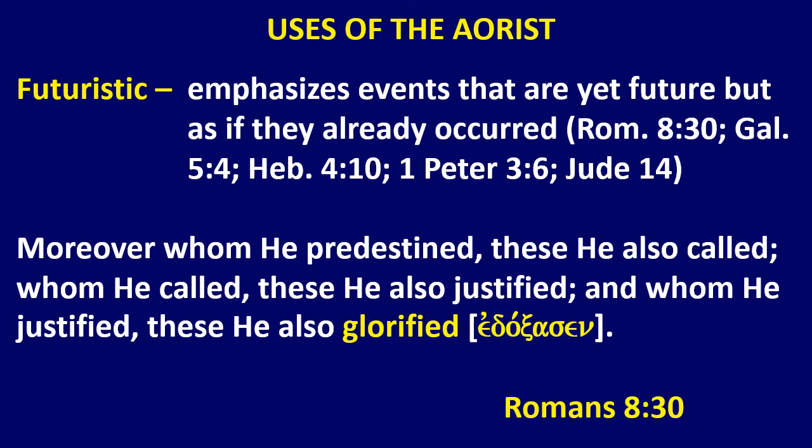Now, I should clarify with this example from Romans 8, verse 30, that the aorist most often is used for actions which in their context occur in past time. But here the aorist obviously shows that it can be a future time, and the aspect is still perfective. It's viewing the action as a completed whole from a remote vantage point. But again, just let me clarify something very important here regarding the aorist tense form.